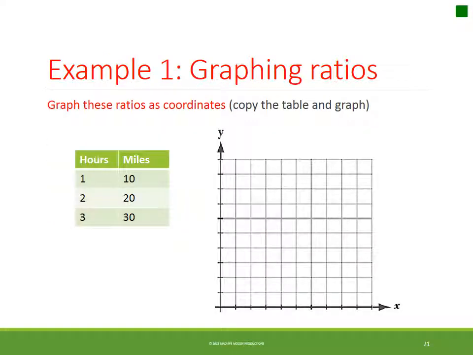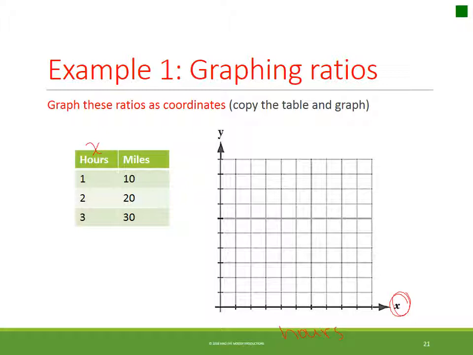Here we have an example where we are given equivalent ratios, and we're asked to graph them as coordinates. So we have hours and we have miles, and of course you want to make sure you copy this table and this graph. My first quantity is going to be my x quantity. So down here on my x-axis, I'm going to have hours.